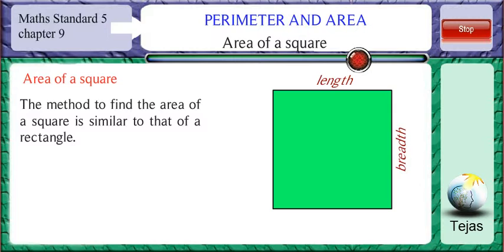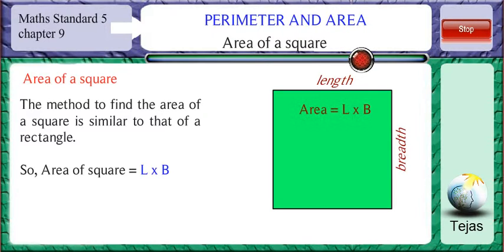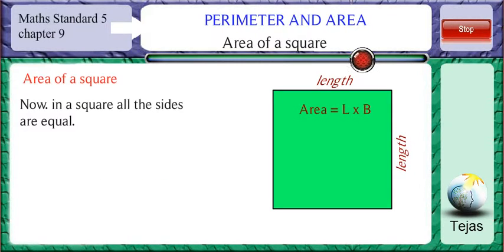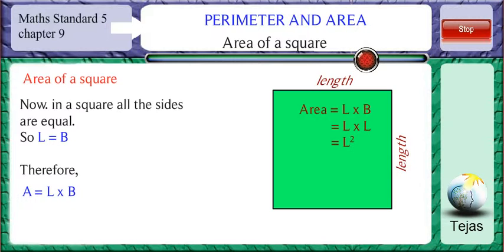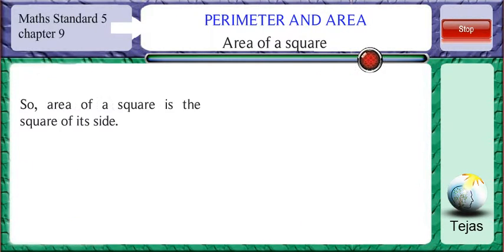The method to find the area of a square is similar to that of the rectangle. So area of square is equal to length into breadth. Now we know that in a square all the sides are equal, so length is equal to breadth. Therefore area is equal to length into breadth, which is equal to L into L or length into length, which is equal to length squared. So area of a square is the square of its side.